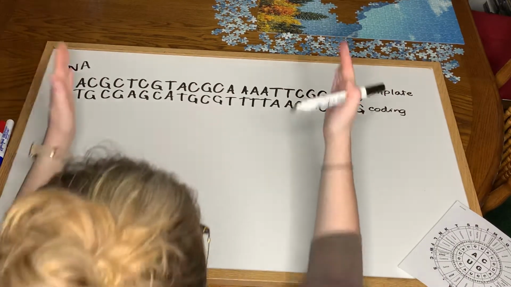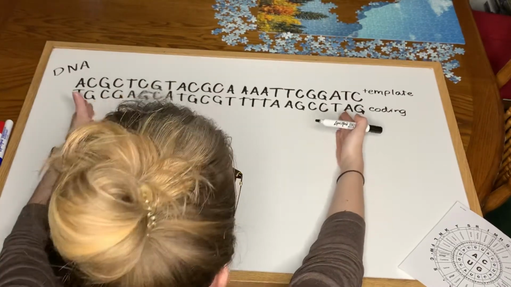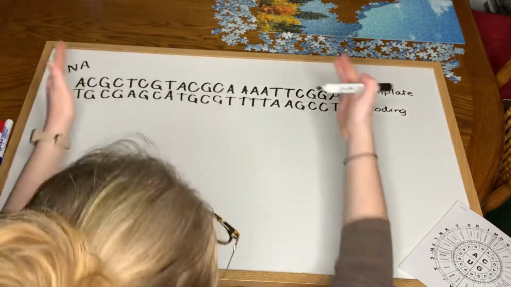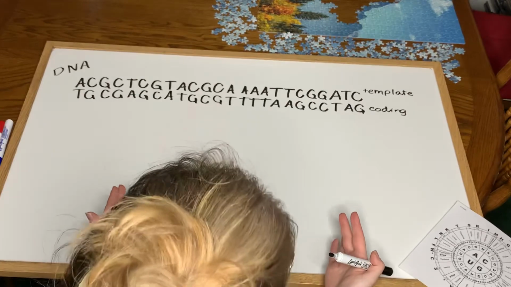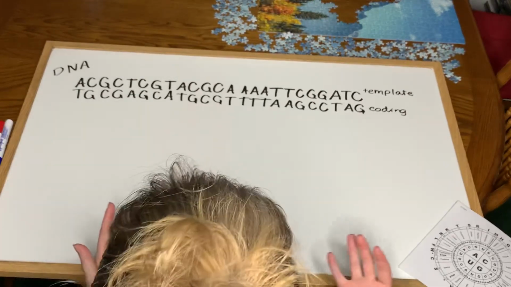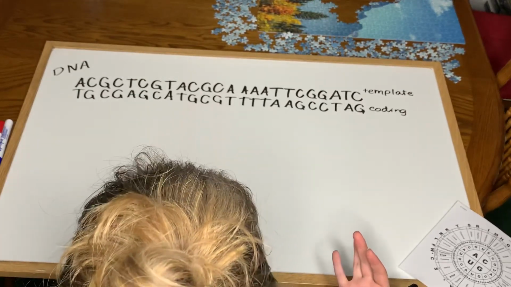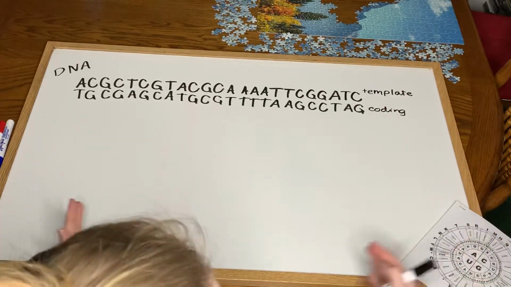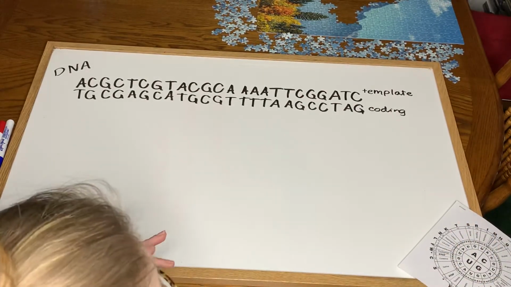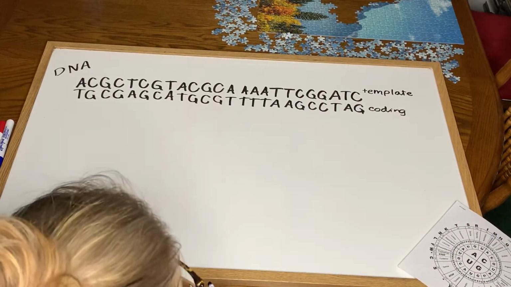So this sequence, let's say, gives the instructions for building insulin, which is a protein involved in sugar metabolism. A different gene would give instructions for building keratin, which is the protein that makes up your hair and nails, okay?